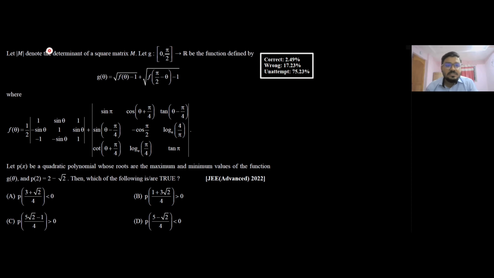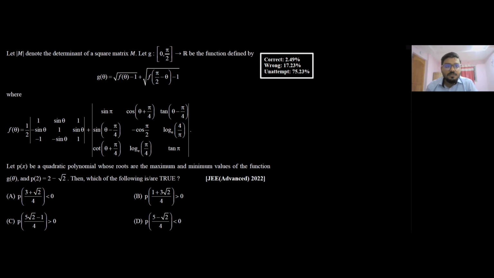So M denotes the determinant. G is a function defined from 0 to pi by 2 to R, and G is dependent on this function f, and function f is defined here as some determinant. Then P is a quadratic polynomial whose roots are the maximum and minimum values of G, and P of 2 is given, then asking for P of something. Something is positive, negative, and like that.